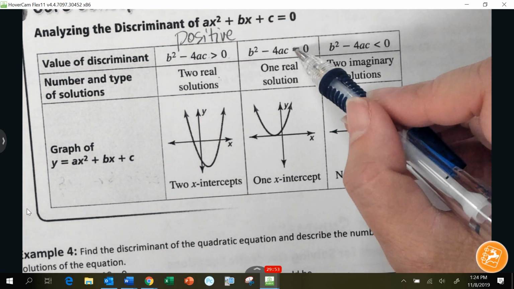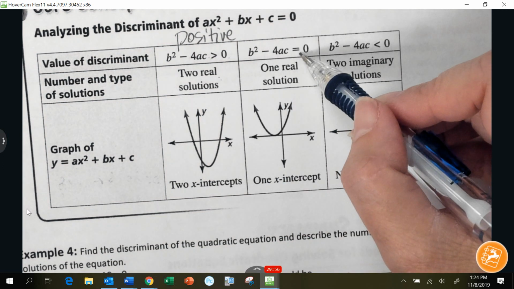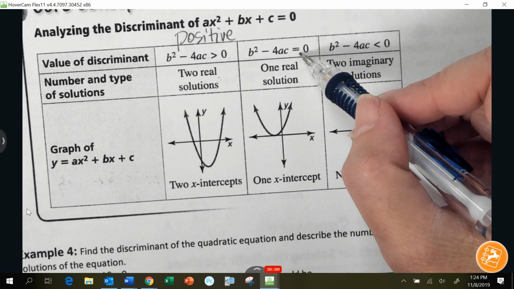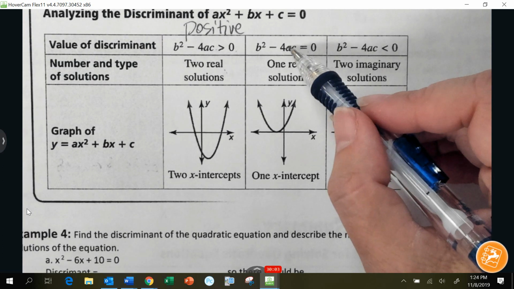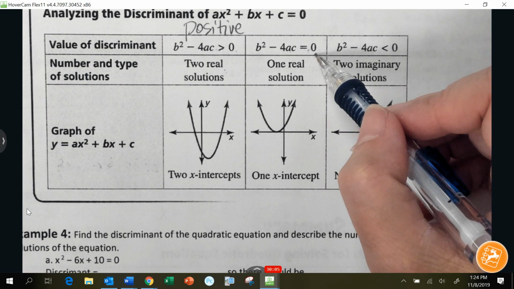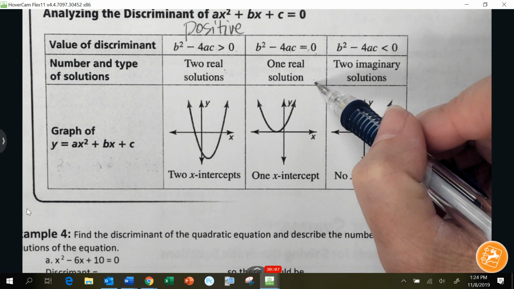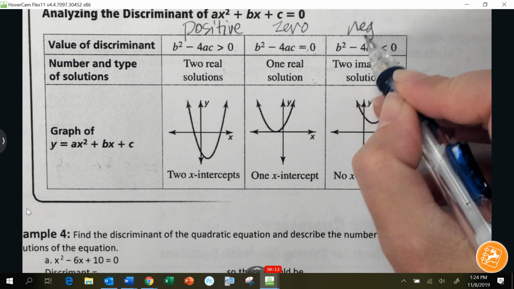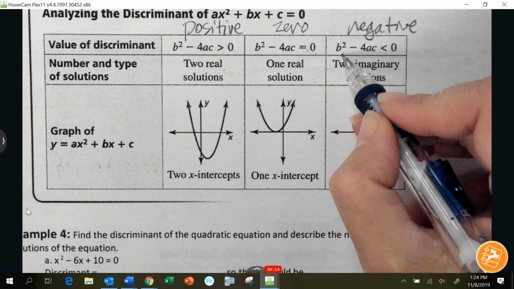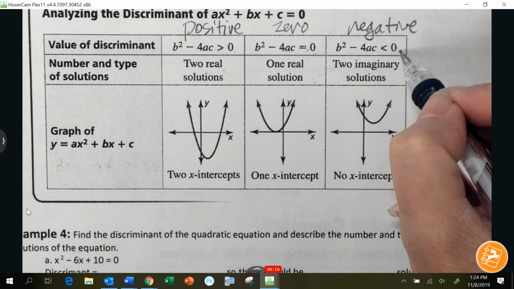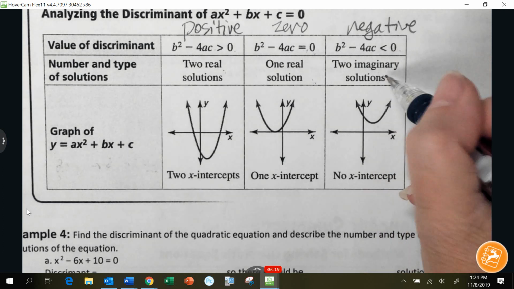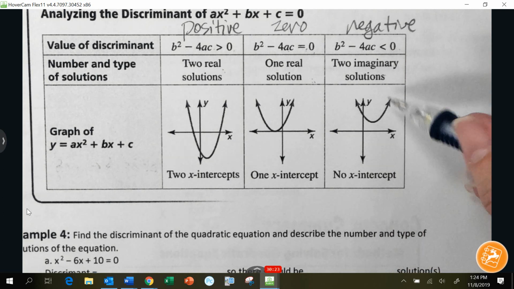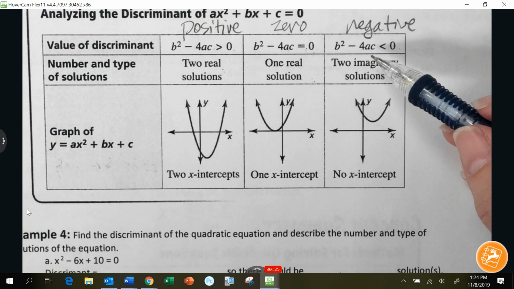If it is equal to 0, so we were talking about why we only had one answer on that one question that was like 2/5 or something. It's because the discriminant equaled 0, and that means one real solution. If the discriminant is negative, if b squared minus 4ac is less than 0, then we will have two imaginary solutions. So the graph will show that there's no x-intercept, but you can find the solutions with i's in them.